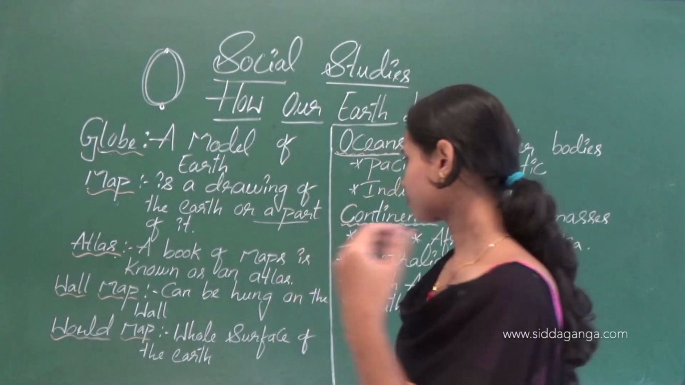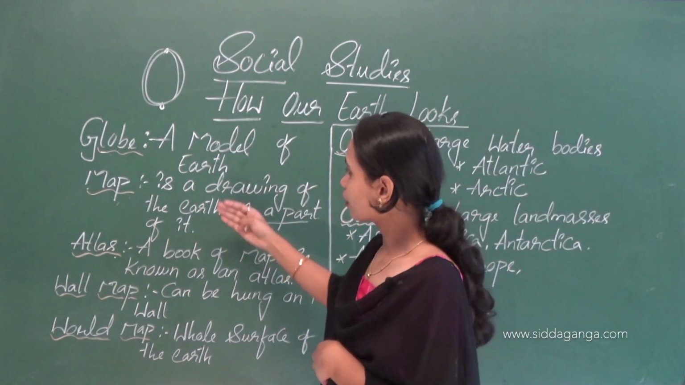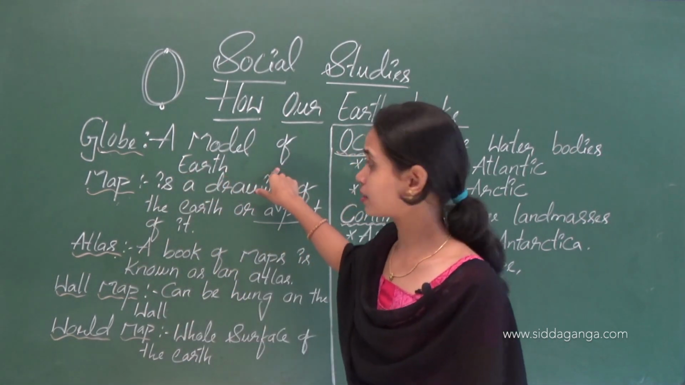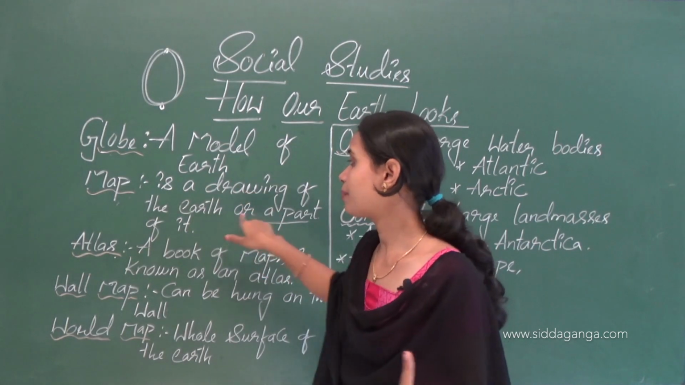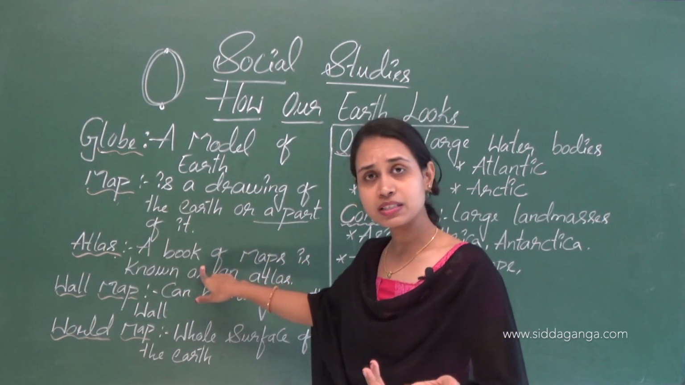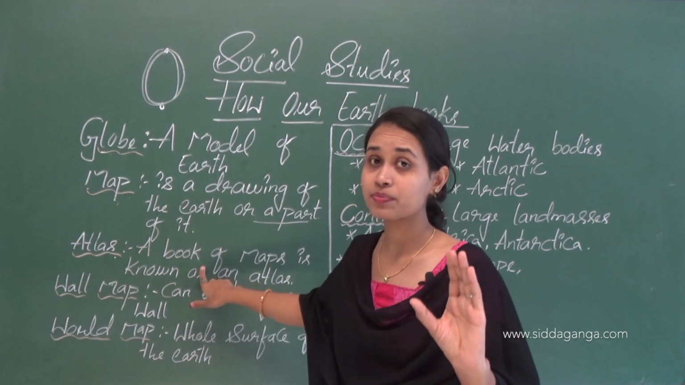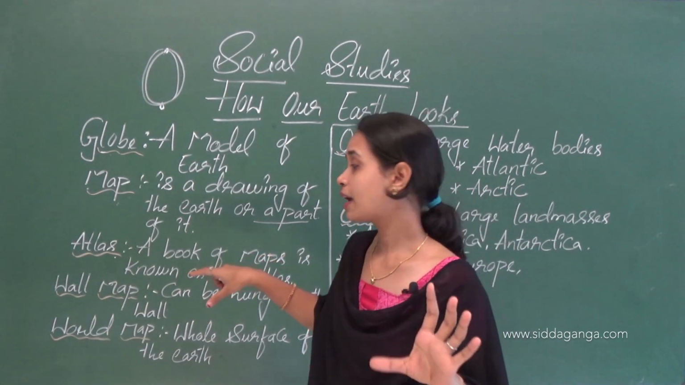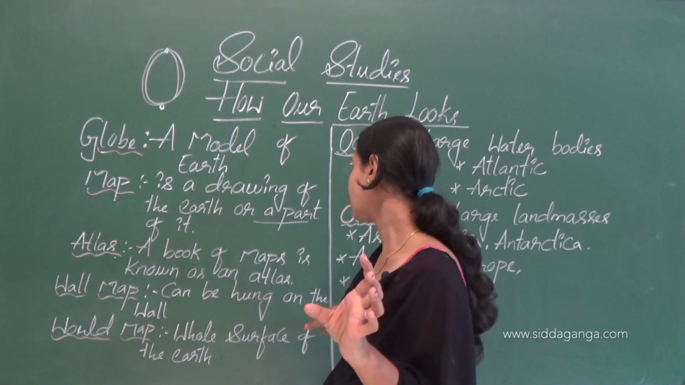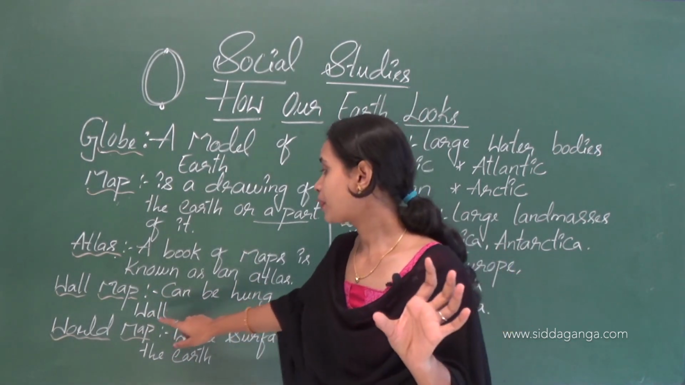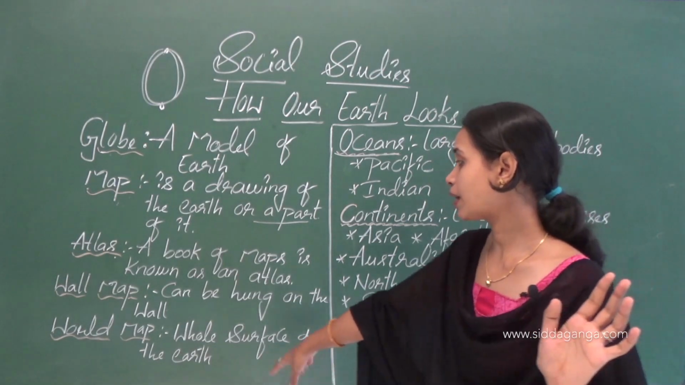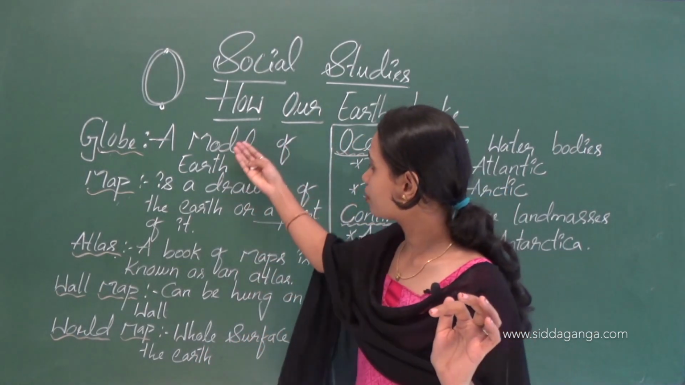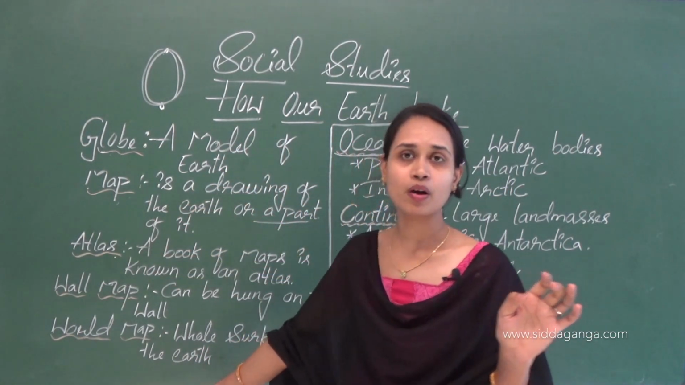So this is all about the globe, map, atlas, wall map and world map. A globe means a model of the earth, and a map is a drawing of the earth or a part of it, okay. An atlas means a complete book of maps. A wall map can be hung on the wall, and a world map means we can see the whole surface of the earth in it, okay.